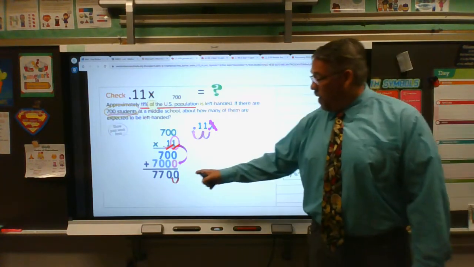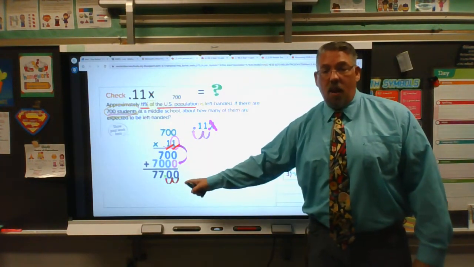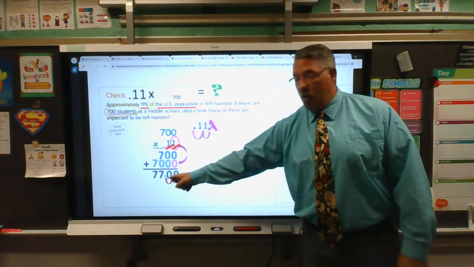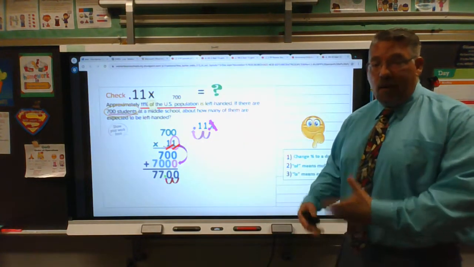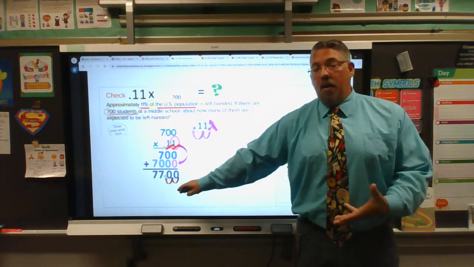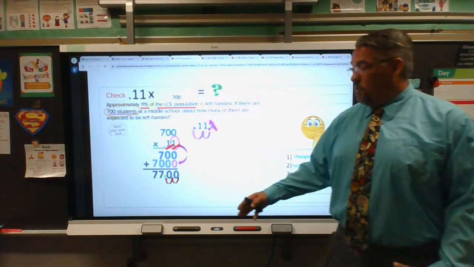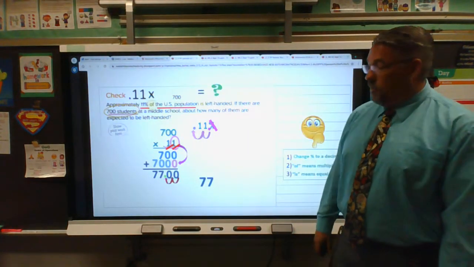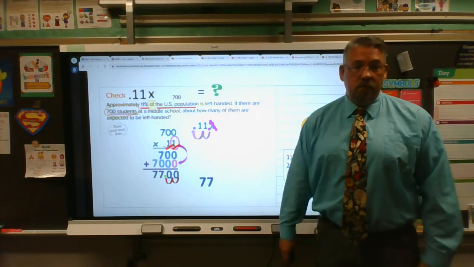So I go down to my answer, and I always start from the right, and I move left however many decimal spaces I have. So I move it over twice. Once again, it's a whole number. If there was a digit back here, I would keep my decimal positions, but there's not. So I'm just going to keep it as a whole number of 77. 77 would be my answer.